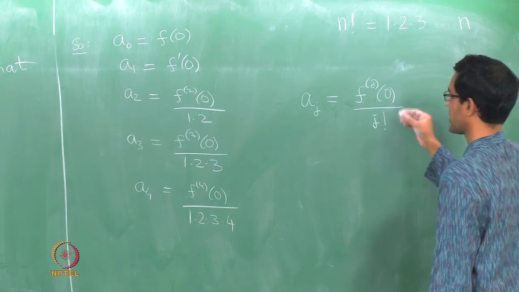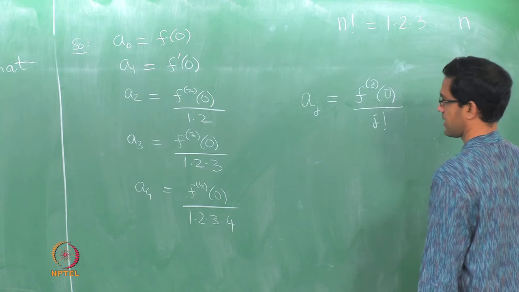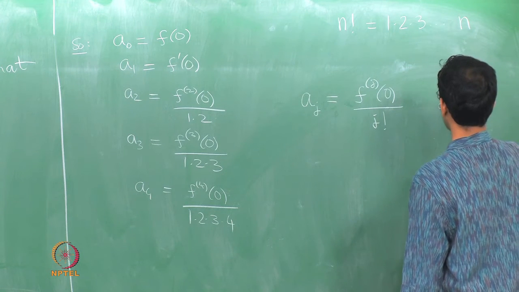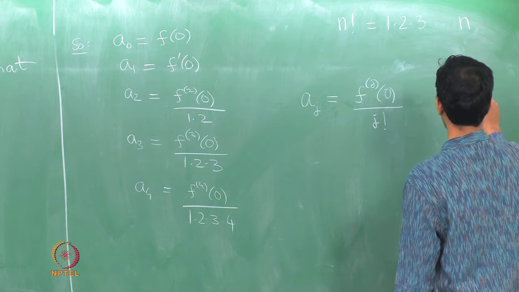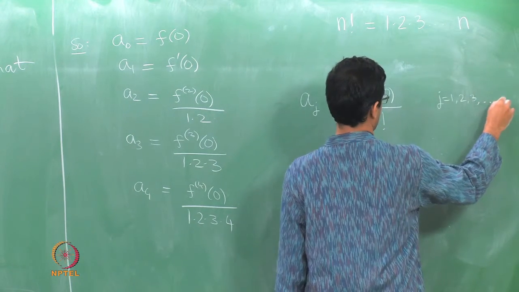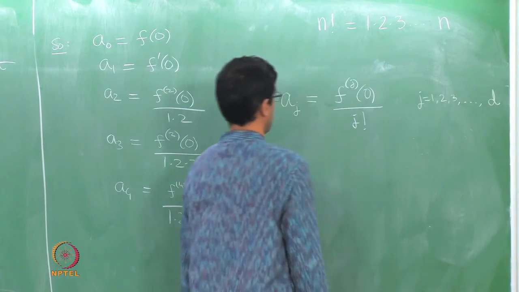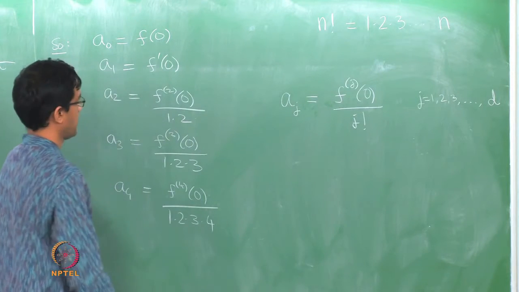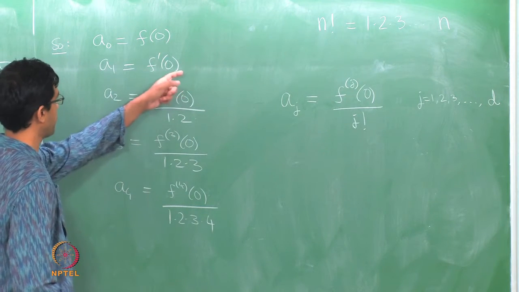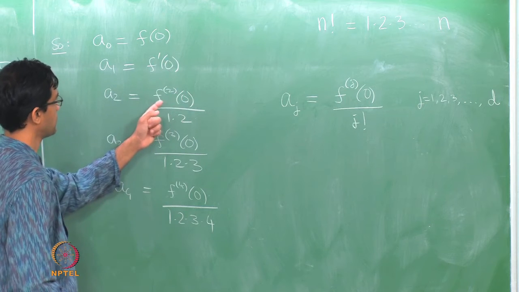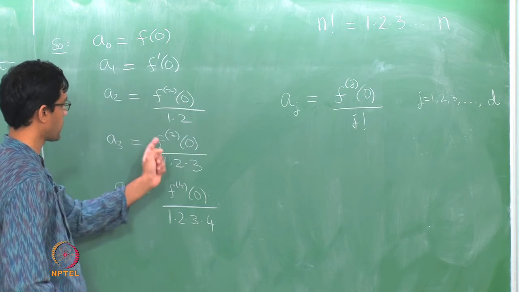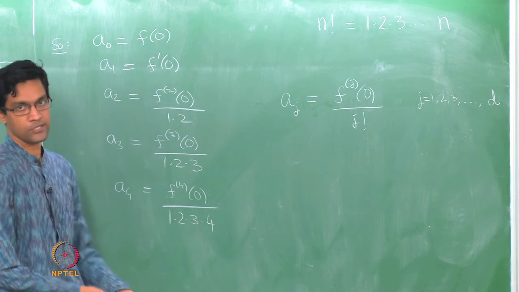Okay. So, this holds for j equals 1, 2, 3 till d. So, this is actually true for j is 1, 2. So, observe from here first derivative divided by 1 factorial is just A1, second derivative divided by 2 factorial, third derivative divided by 3 factorial and so on.